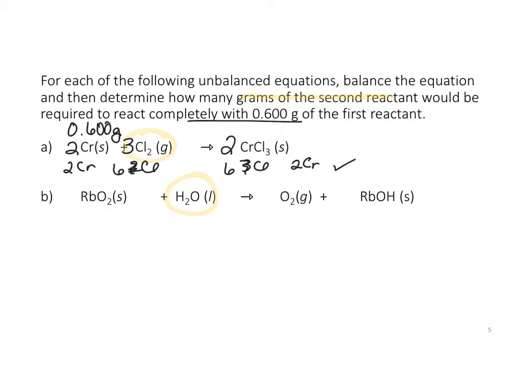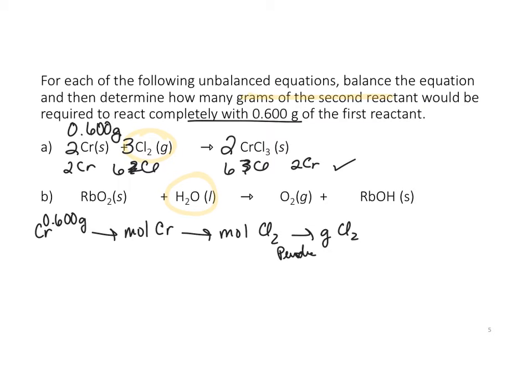Because we're starting with 0.6 grams of chromium, we got to go to mole of chromium to change substances. And we want to know how much of the second reagent, so we can go to mole of chlorine, and then once we have moles, we can go to gram of chlorine. And how you go from mole to gram is the periodic table. You look at the weight on the periodic table. How do you go to mole? You have to do the coefficients. So that's your plan. Now we just do it.